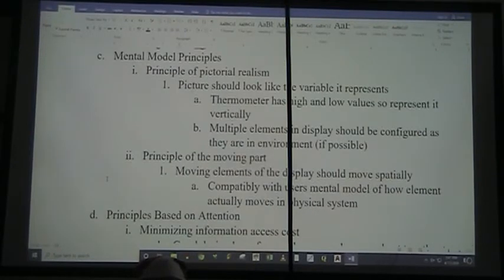All right, so next up are our mental model principles. First is the principle of pictorial realism. Our picture of what we're controlling or we're monitoring should look like the variable it represents. If we're talking about a thermometer or a temperature gauge, that has high and low values, so the best way to represent it is vertically.